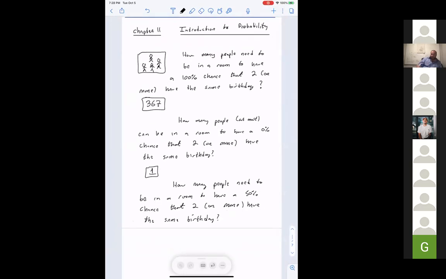So take a guess, either verbally or you put it in chat. How many people do you think need to be in a room for there to be a 50% chance that two of them have the same birthday? Okay, 184 is a good guess. Anyone else? I can see why you guess 184. It's halfway between 0% and 100%. Seems very reasonable. Anyone else want to make a guess as to how many people need to be in a room before there's a 50% chance that two of them have the same birthday?